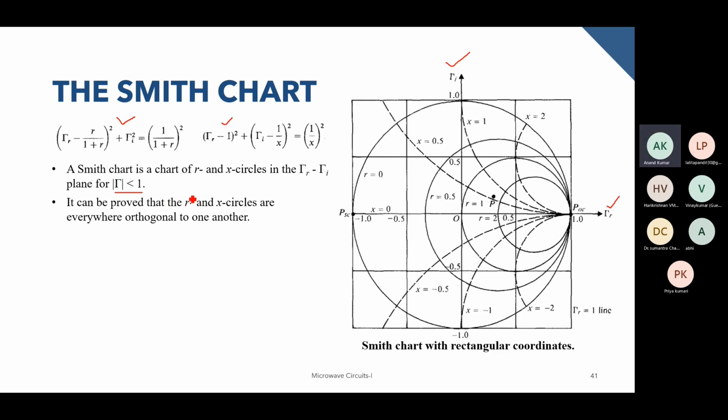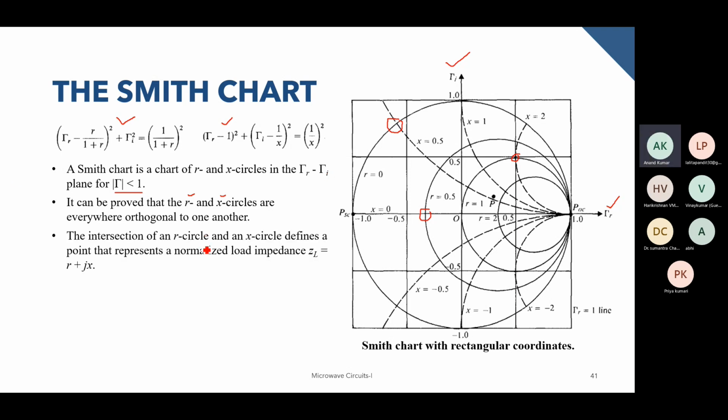Also, it can be proved that the R and X circles are everywhere orthogonal to each other. So if you take any point, for example, over here, or a point over here, at all these points, wherever the R circles and the X circles intersect, they will be orthogonal to one another. The intersection of an R circle and an X circle defines a point that represents a normalized load impedance ZL. So after designing all these things, we're coming back to the relationships that we'll be using to solve the problems.